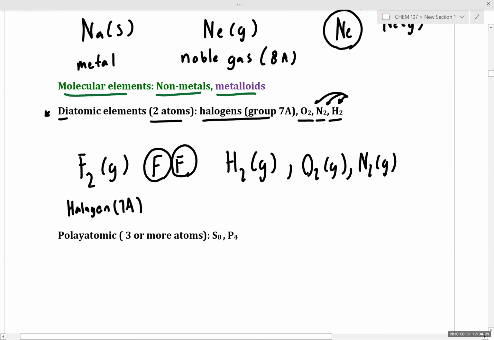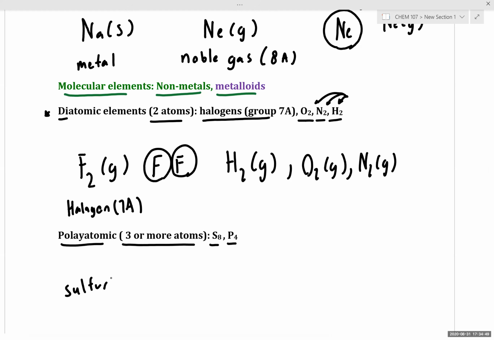Now, the other designation for our molecular elements would be polyatomic elements. These have 3 or more atoms. And the 2 polyatomic elements I want you to be familiar with are sulfur and phosphorus. Yeah, so the majority of nonmetals are molecular elements. Yes, that is correct.